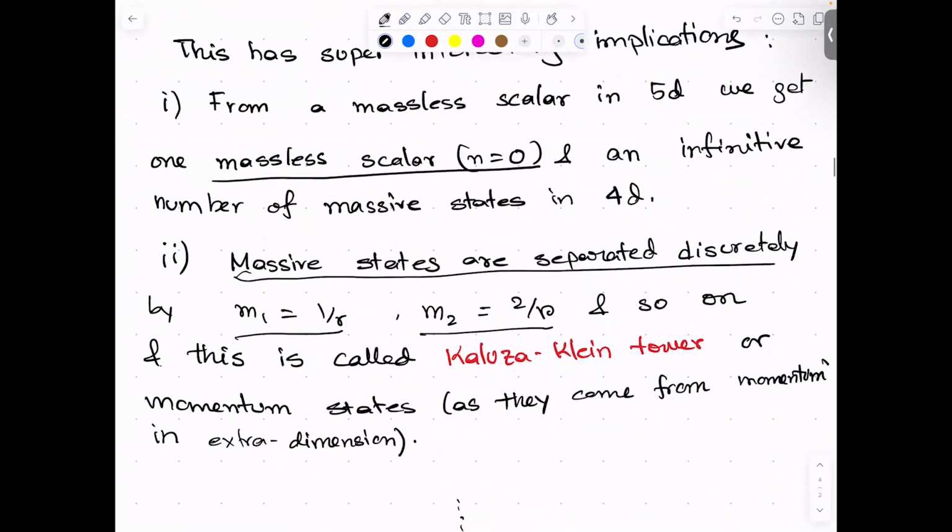These are called the Kaluza-Klein tower or momentum states because they are arising from momentum in the extra dimension. If you look at the exponential term, that is how we're pulling this off. We're taking the derivative, which is hitting the exponential term, pulling out n over r, and you have n squared over r squared, the mass states.